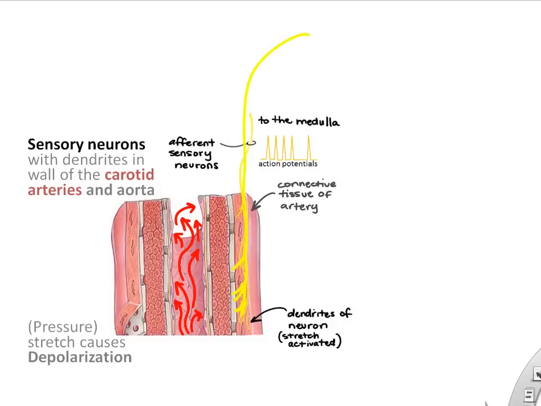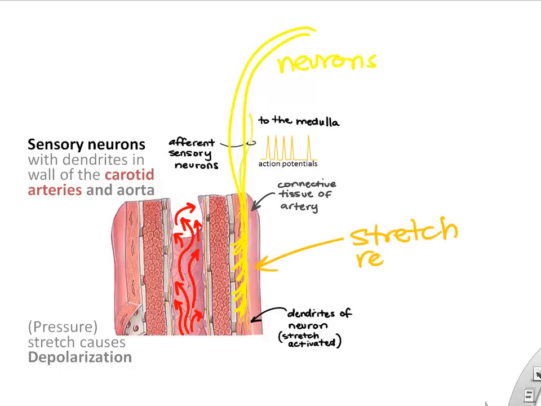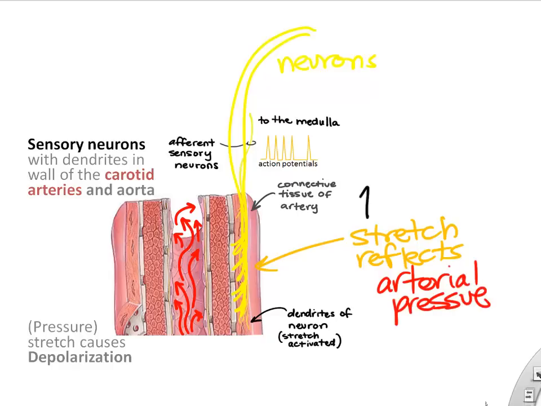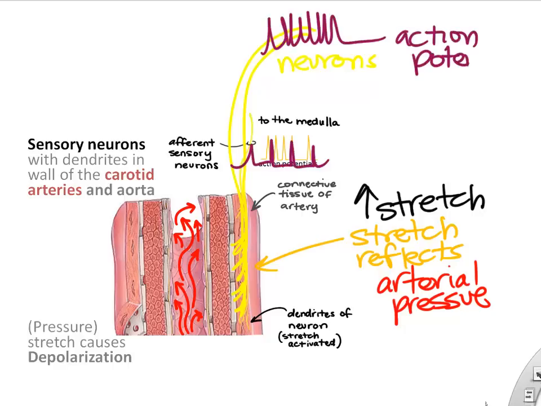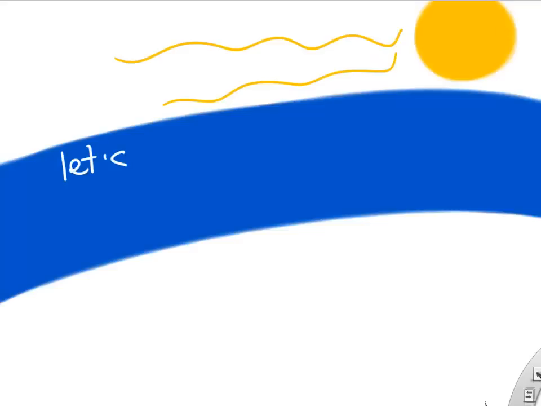And the way this works is you have these little dendrites that are in the connective tissue of, say, the carotid artery, and they actually sense stretch. And the little dendrites can tell whether, if there's high pressure, there's more stretch. If there's more stretch, they send more action potentials back to the medulla. If there's less stretch, then they send less action potentials. So let's see this at work.